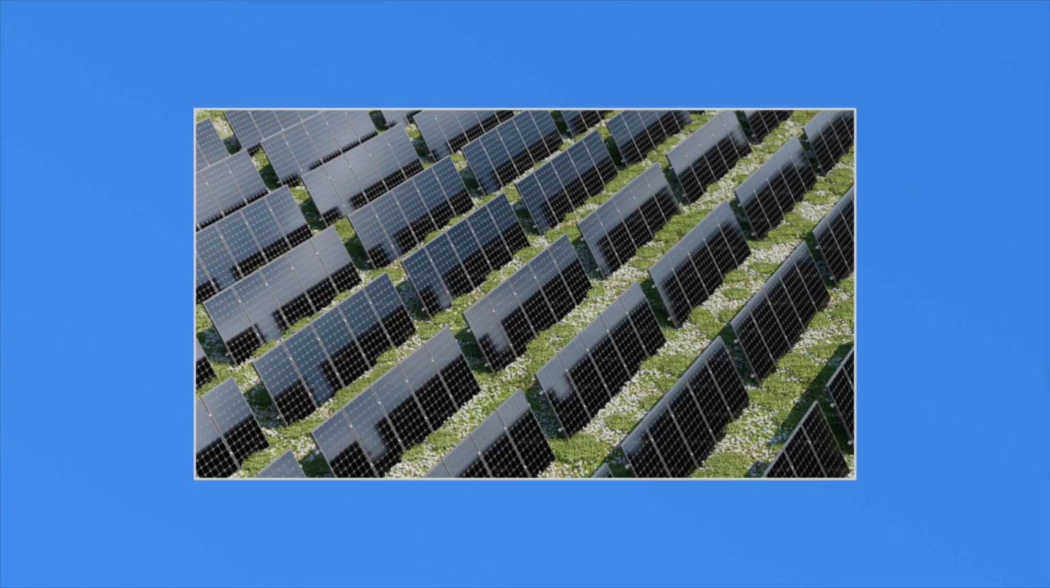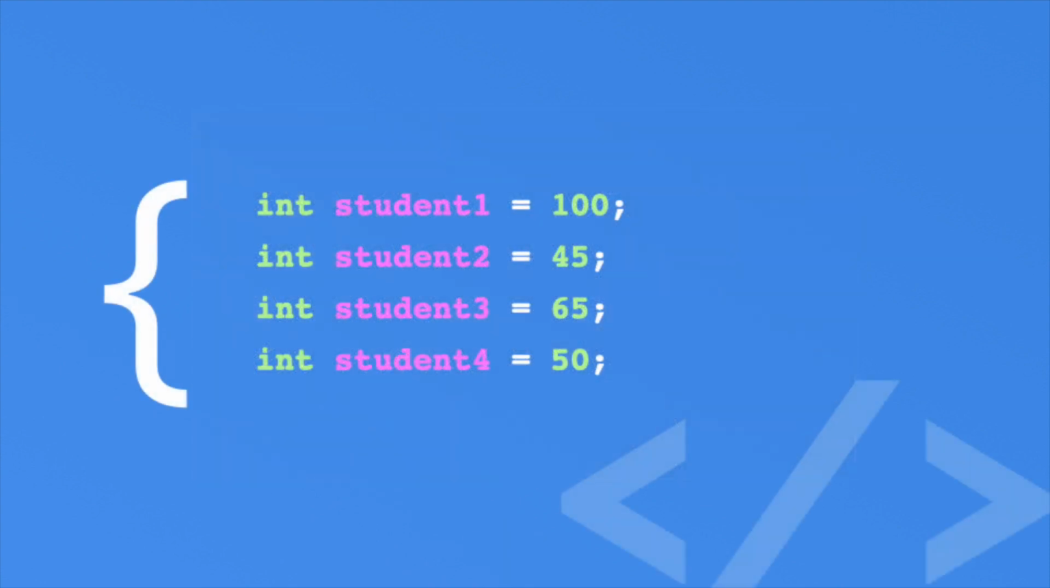Let's take this example. Imagine you are a math teacher who just gave your students a pop quiz. You could put each grade in a separate variable. This may work for a few variables, but what if you have a class of hundreds? Rather than putting them in a separate variable, you can put them in a singular array.